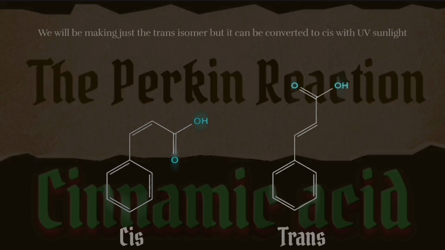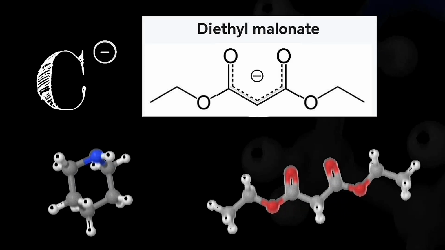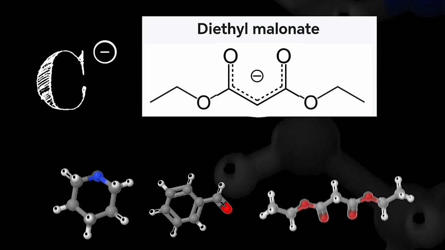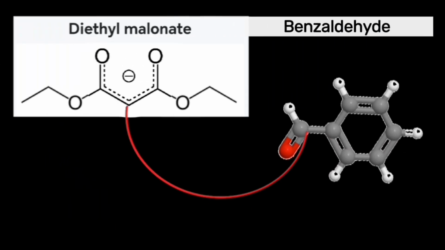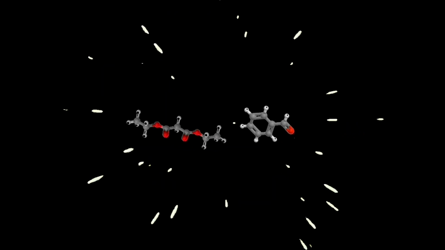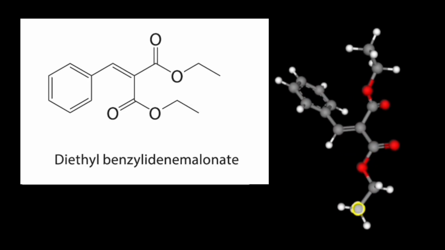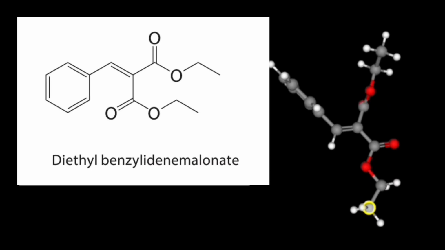Later came another method involving diethyl malonate and the weak base piperidine. The base deprotonates the active methylene group of diethyl malonate to form a carbanion, which then undergoes a nucleophilic addition to the aldehyde's carbonyl group, followed by the elimination of water, condensation, to form an alpha-beta unsaturated diester intermediate, diethyl benzaldehyde malonate.